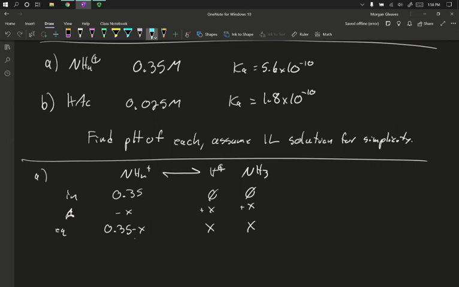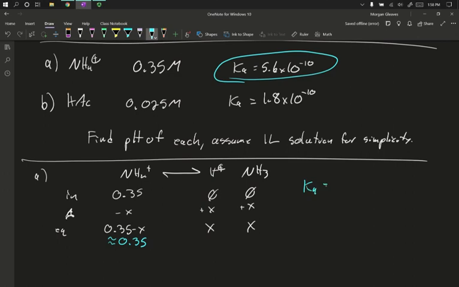X is likely very small. The Ka for ammonium is really tiny. Remember that if the concentration of our acid divided by our Ka is greater than about 400, we can probably simplify and just assume that minus X is too small to notice once we round the values.